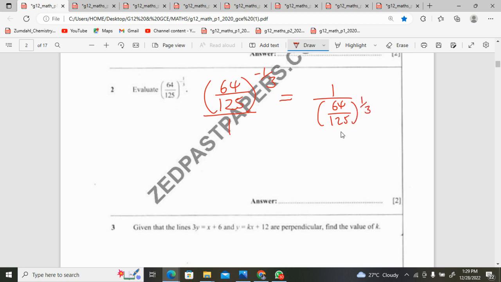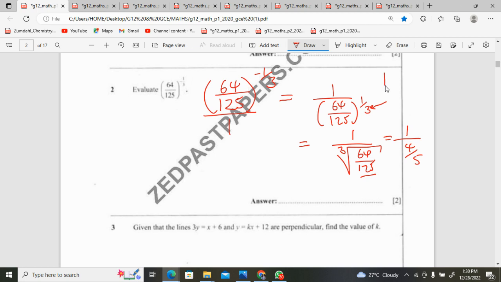Now the power is positive. When you've got a fraction power, this can be written in root form. So we're going to get what's inside, the 64 over 125. The one which is down the fraction is going to be the root. In this case, we're talking about the third root or the cube root. So this is going to give us 1 over, what's the cube root of 64? That is a 4. Cube root of 125, that's a 5.